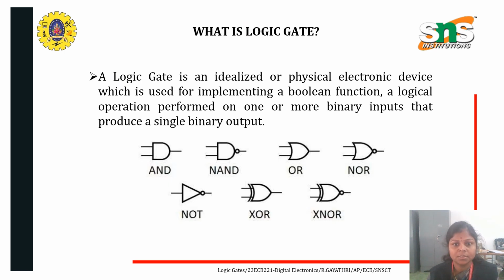What are logic gates? A logic gate is a physical electronic device which is implemented using Boolean functions. Here the logic gates will have either binary 1 or 0, and the operation will be performed with one or many inputs, and there will be one output which is in the form of binary.